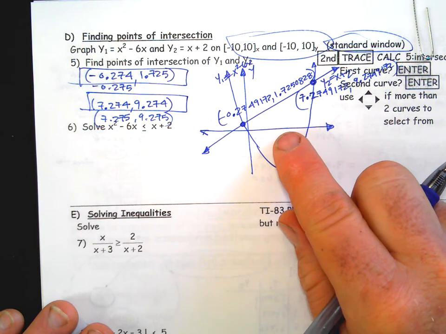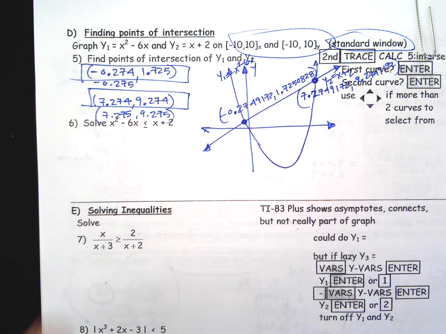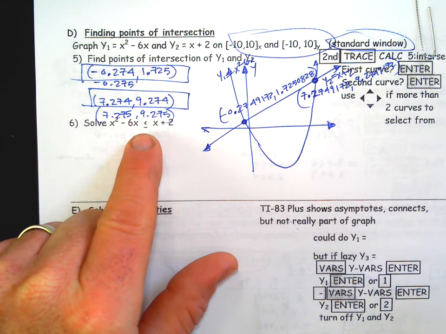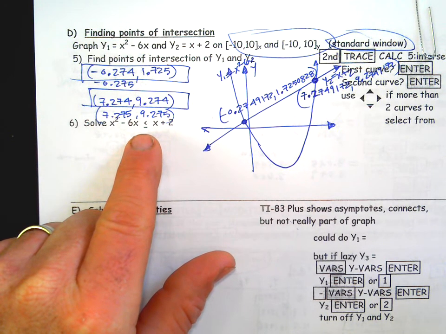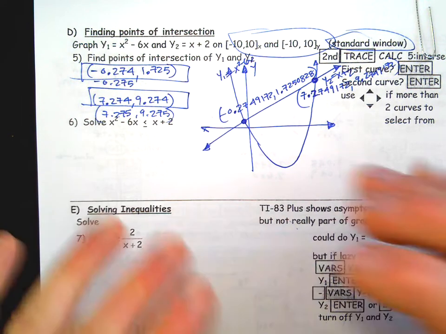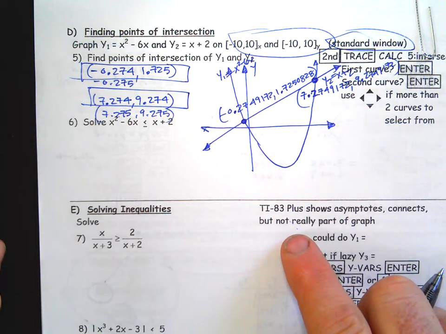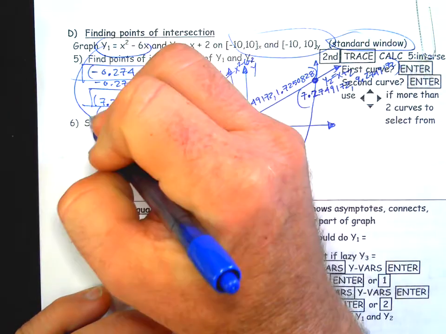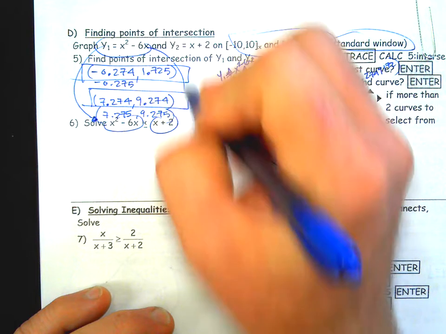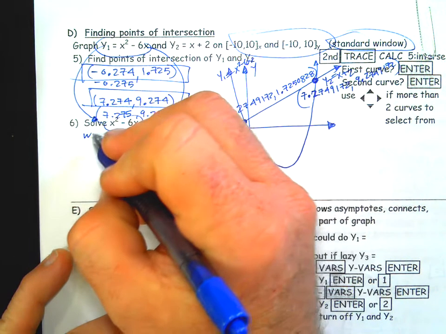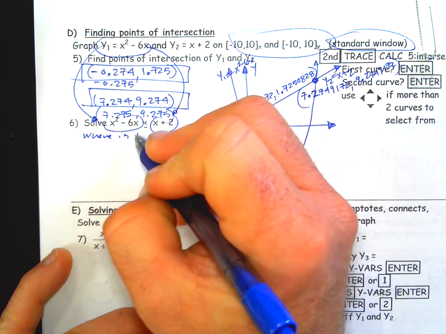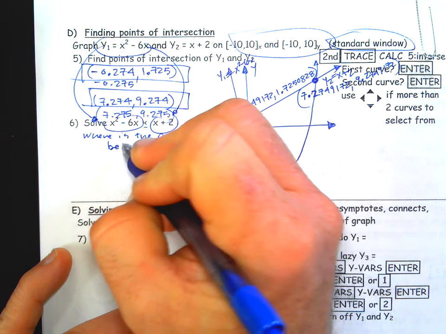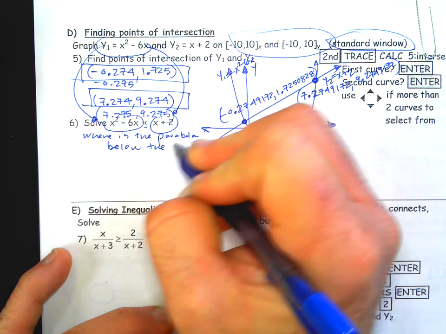Now, the next question, solve x squared minus 6x is less than or equal to x plus 2. This looks like the problems we've been doing since the first day of this class, right? So how do we do that on a graphing calculator? Well, one way is to enter this as a formula, and it's asking you where is the parabola below the line or equal to it, right?